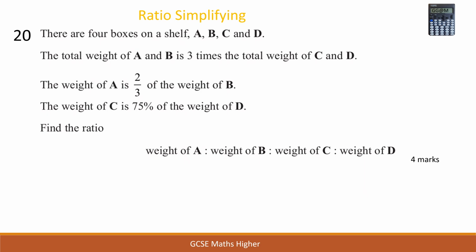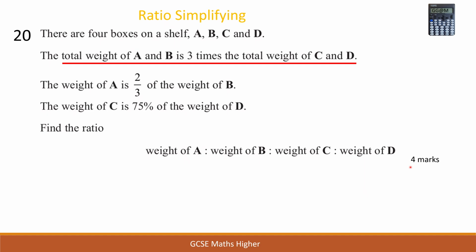So simplifying ratio is normally a very straightforward thing, but on the higher exam paper, they're not going to make it really easy. They're going to add a lot of words in here and try and make it confusing to work out how to get this answer. So you're looking at these 4 boxes here. It's worth 4 marks. Press pause, then press play when you're ready to hear the answer.